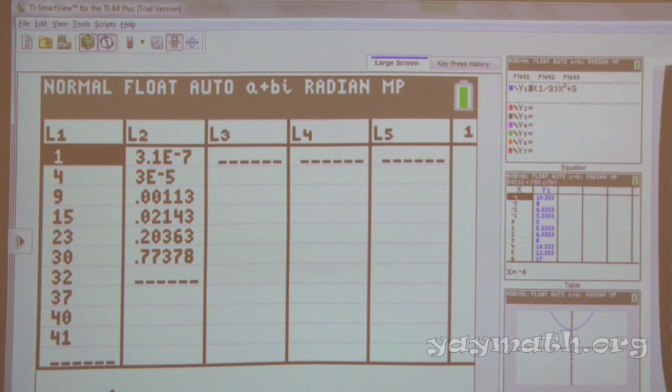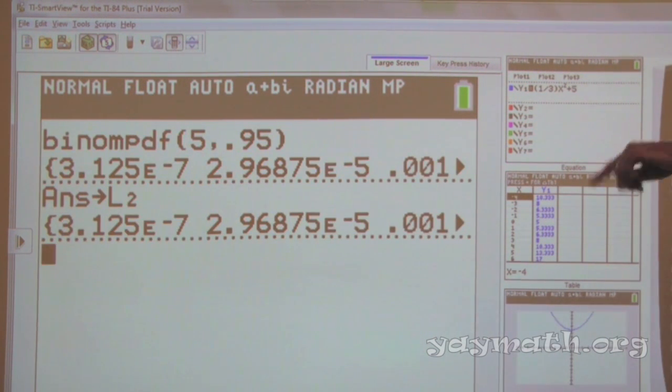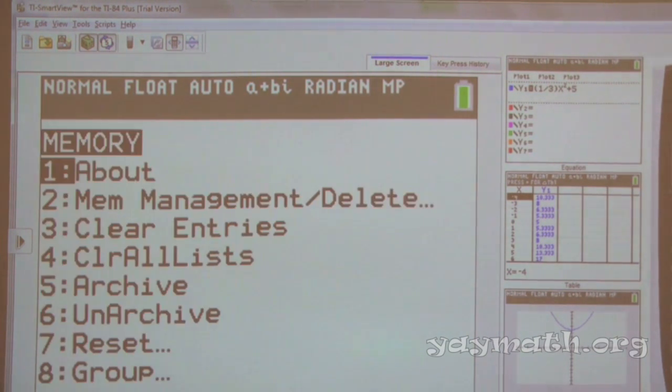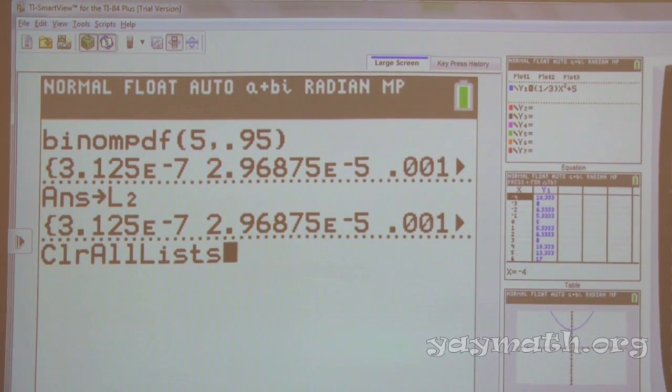Oh, I wanted to clear this out. I want to clear my tables, so I'm going to clear my tables. That's second memory, 4. Clear all this. There we go. I'm going to do it again. Shall we do it again? Yeah. Let's do it again.